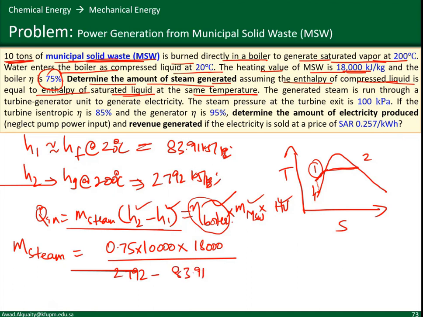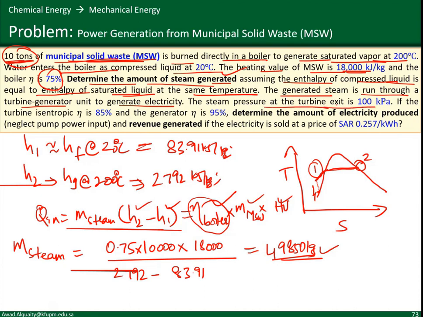Okay. So when we do that, the mass of the steam comes out to be 49,850 kilograms. So this is the amount of steam you can generate by burning 10,000 kilograms of municipal solid waste. Okay. So this is part one of the problem. Now, once you generate that steam, we are told that this generated steam is running through a turbine generator unit to produce electricity, of course. So the steam that we have at state two, we let it expand within a turbine unit, and the turbine unit is coupled to a generator, and it produces electricity.